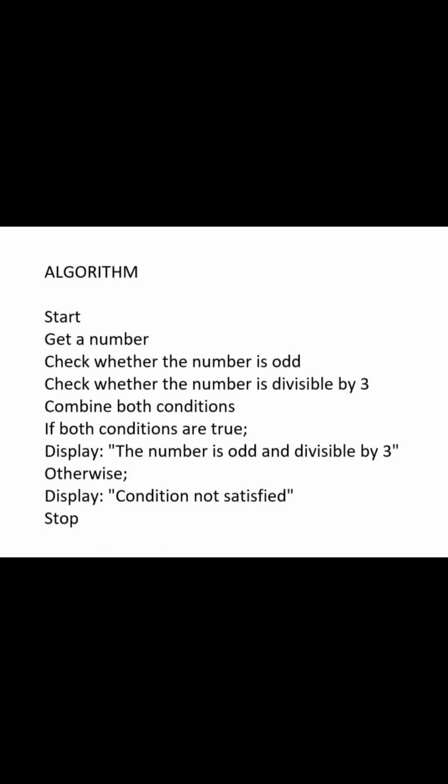The algorithm begins by accepting a number from the user. The program then checks whether the number is odd and whether it is divisible by 3. The two conditions are combined using the logical AND operator. If both conditions are true, an appropriate message is displayed. Otherwise, the program indicates that the condition has not been satisfied.